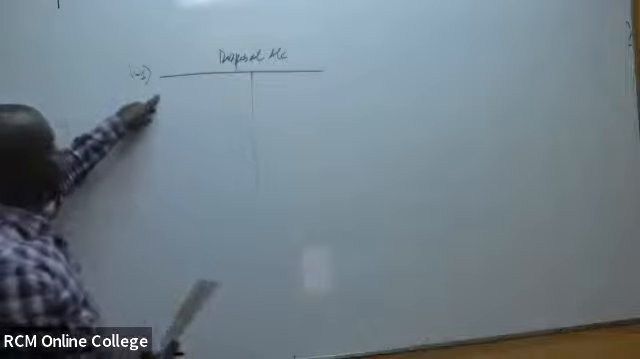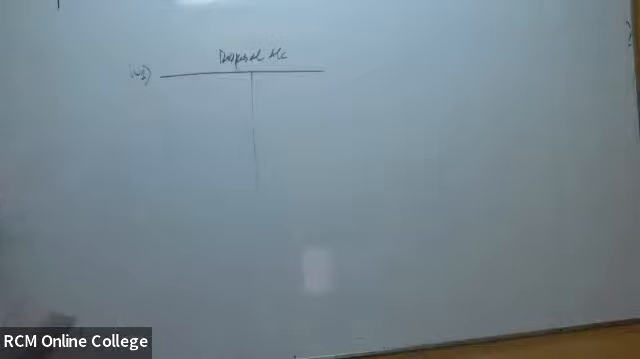So what will we debit here? In the disposal account, what will we debit there?